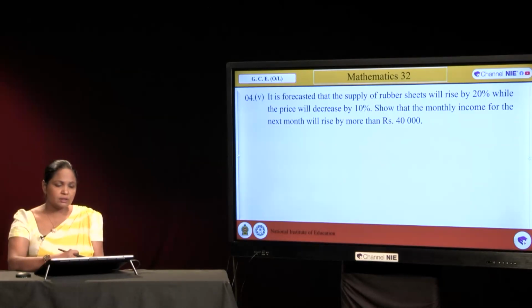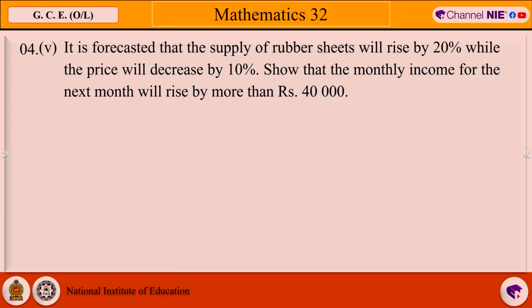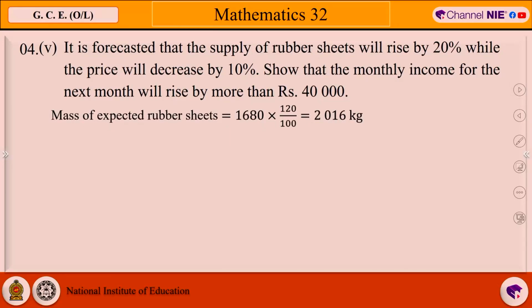It is forecasted that the supply of rubber sheets will rise by 20% while the price will decrease by 10%. We have to show that the monthly income for the next month will rise by more than 40,000 rupees. So, how do you obtain the answer for this part? We will see how to do that. First, we have to find the 20% increment in the rubber supply. How do you calculate that? Mass of the expected rubber sheets.